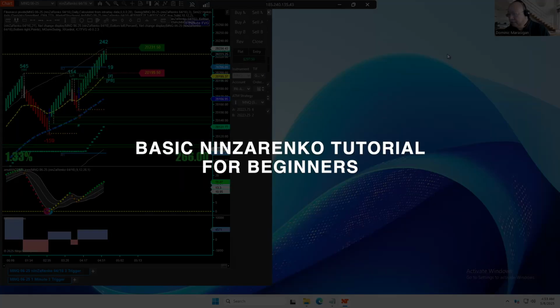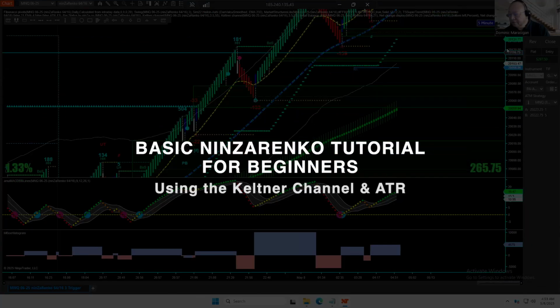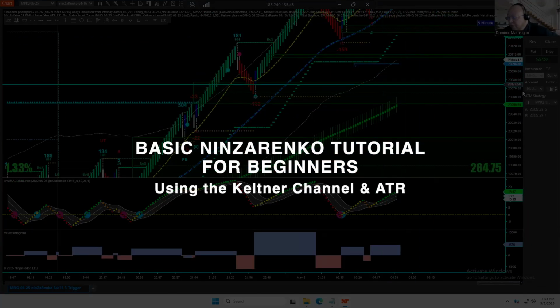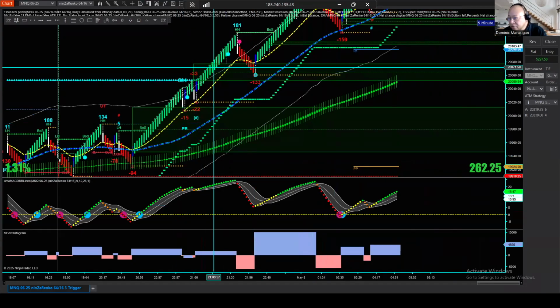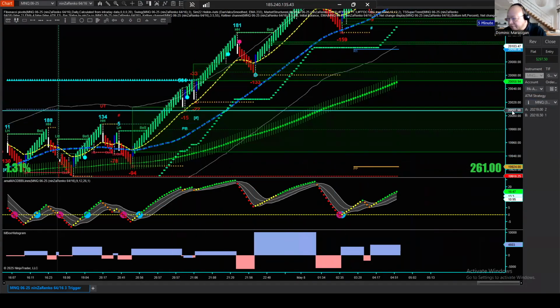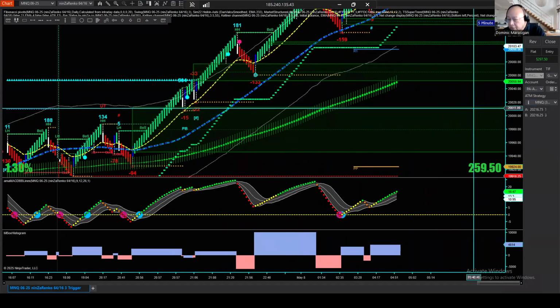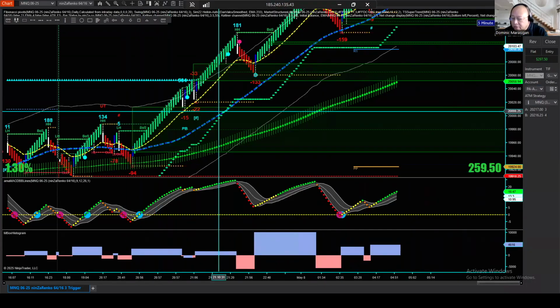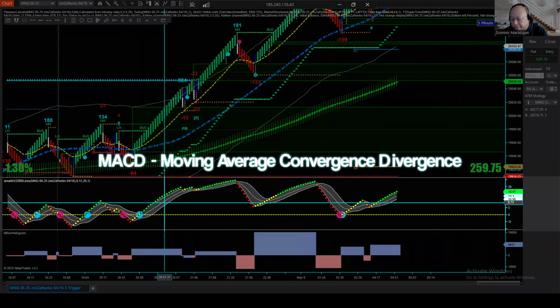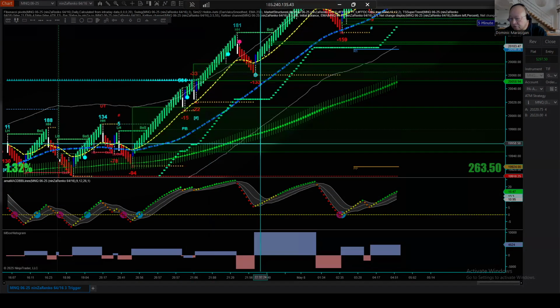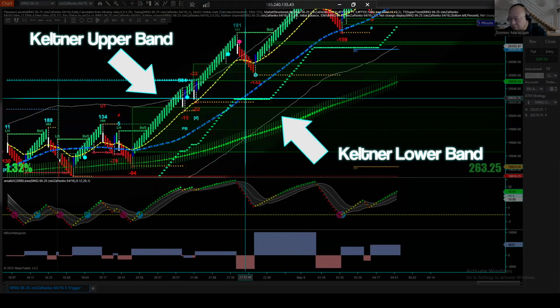So this is the NinZaRenko. You see how clean it is? This is basically the basic strategy. I just happen to have these numbers here as part of another software that I'm using called MBox Wave. So anyways, if you're just using this without the MBox Wave, you're just using the MACD and the Keltner Channel. So this one here is basically what we use.